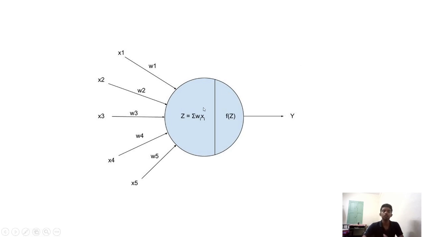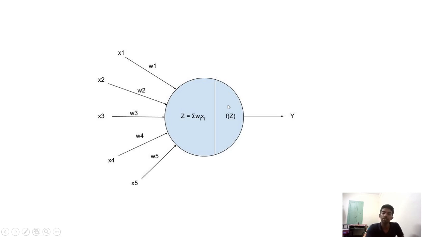Here we can see a partition in the circle. The first partition means z is equal to the summation of wi xi. So the function will mostly be the dot product of weights and inputs. If there is any bias provided, we will add it finally. Okay. So this layer is actually known as the affine transformation. Next, we have another partition called f of z, right?